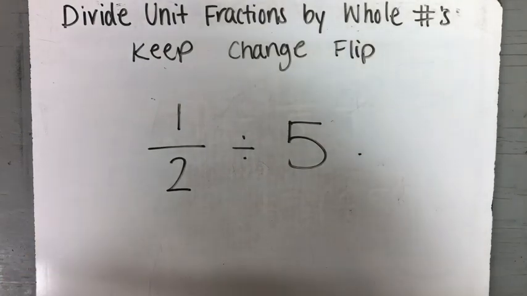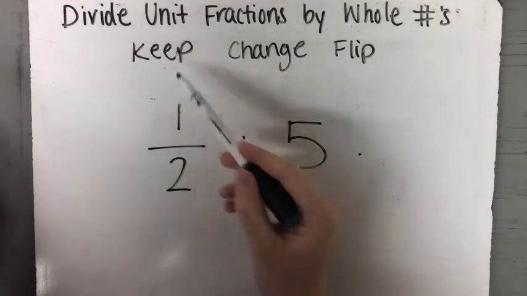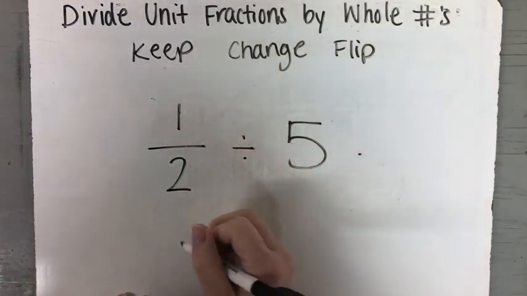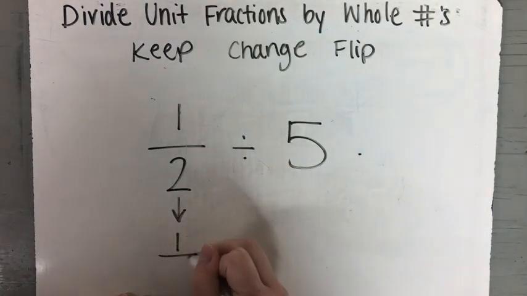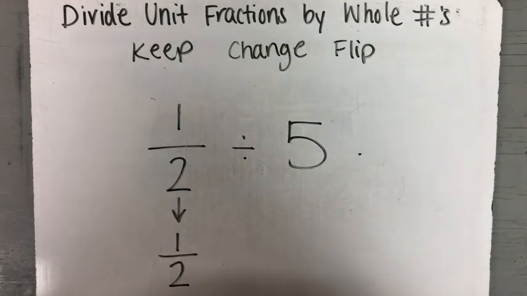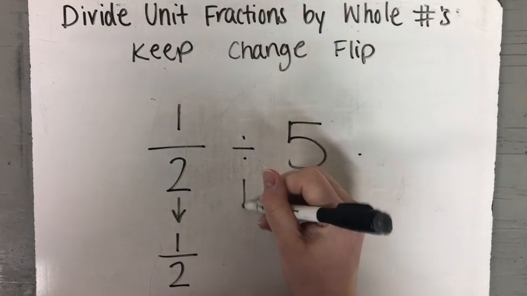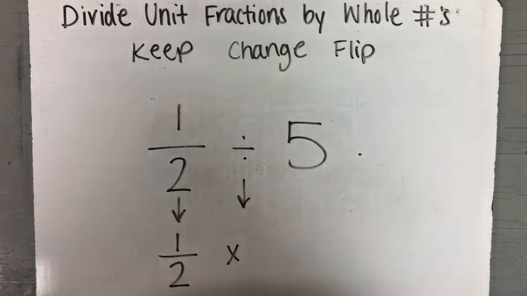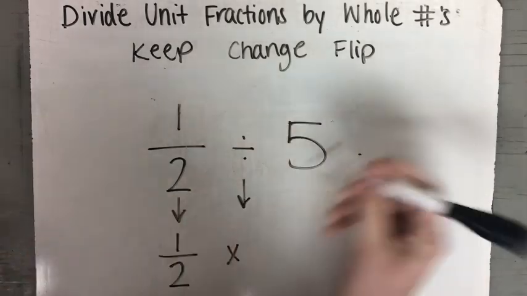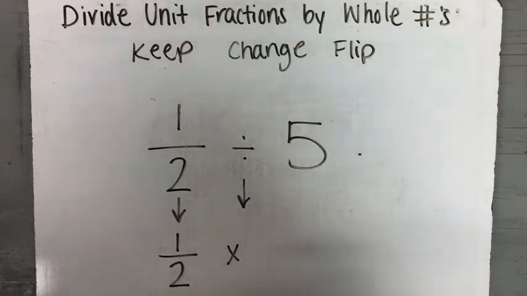So to solve this problem, we keep the 1/2 as it is. So I'm going to write that down below. We change our division sign to a multiplication sign as we did with our last unit. And we need to flip our 5. But what do we mean by flip the 5?